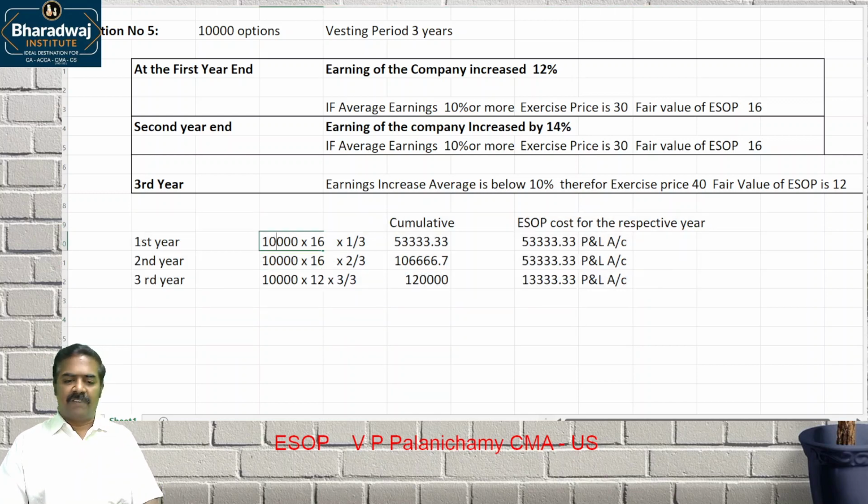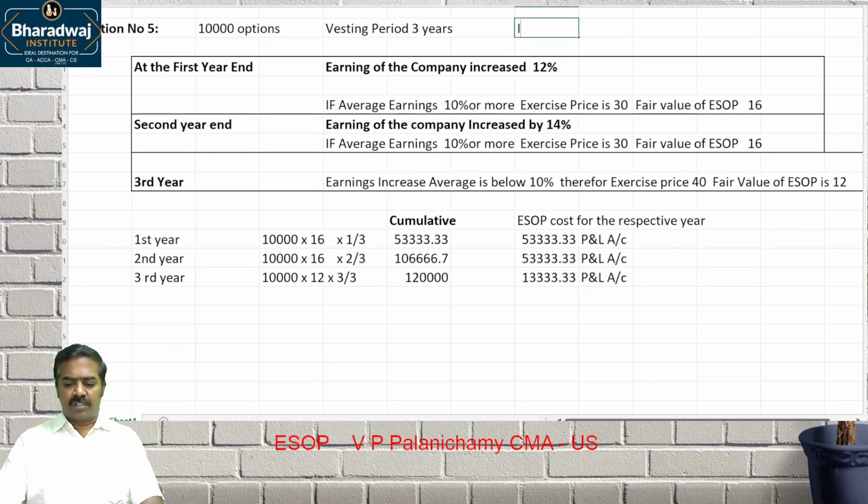Otherwise, simply fair value is given for first year, second year, third year, and the exercise price changed. So fair value changes, recognize that expense. This is nothing but Illustration 7 in your study material.